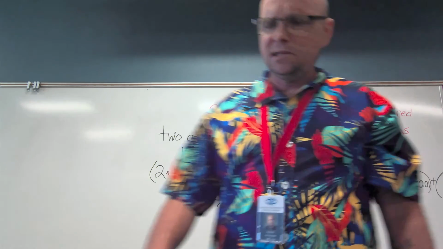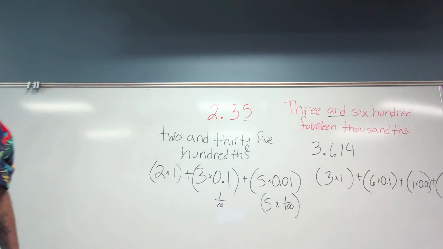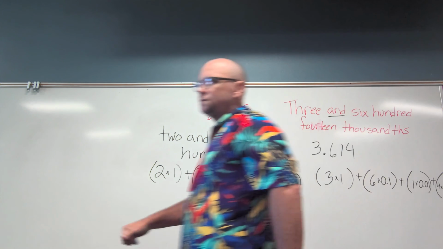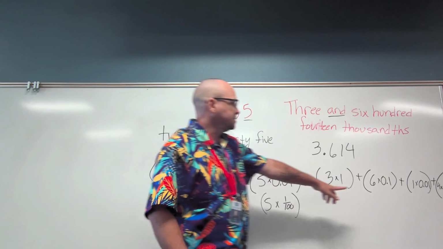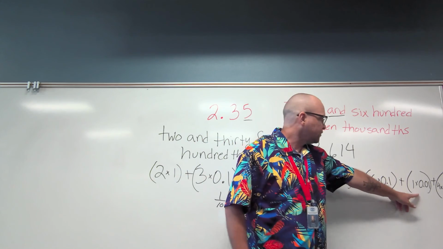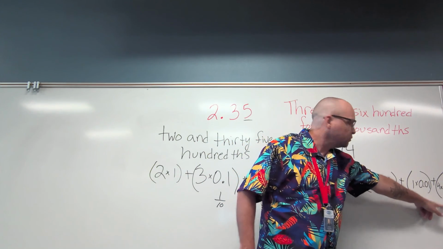And last but certainly not least. It is the least. Andrea F. What do I put in my last set of parentheses? 4. Yeah, 4 times 0.001. You need the 1 to be in the thousandths. And again, I could write this as a fraction 1 over 10. I could write this as a fraction 1 over 100. I could write this as a fraction 1 over 1,000.